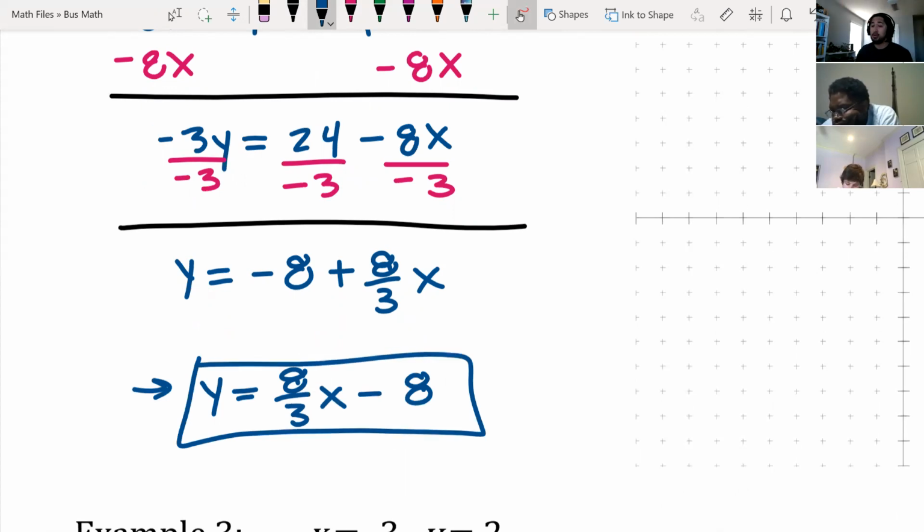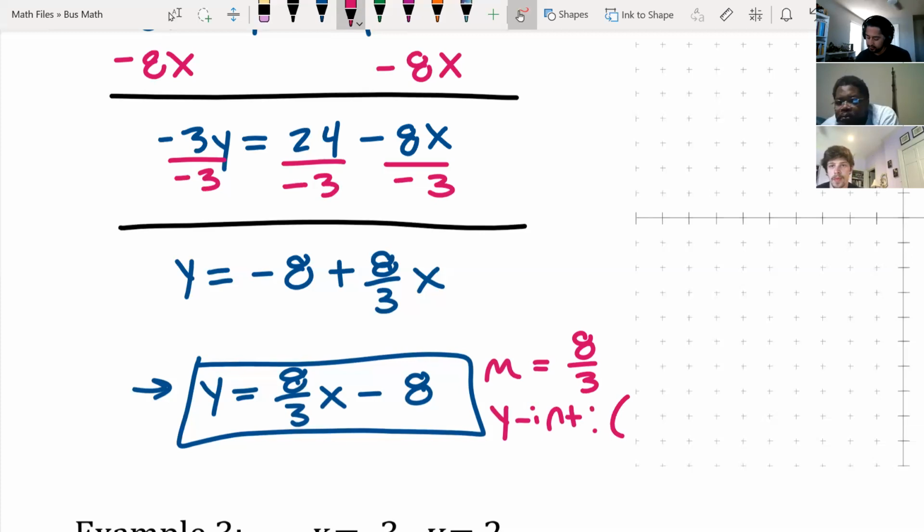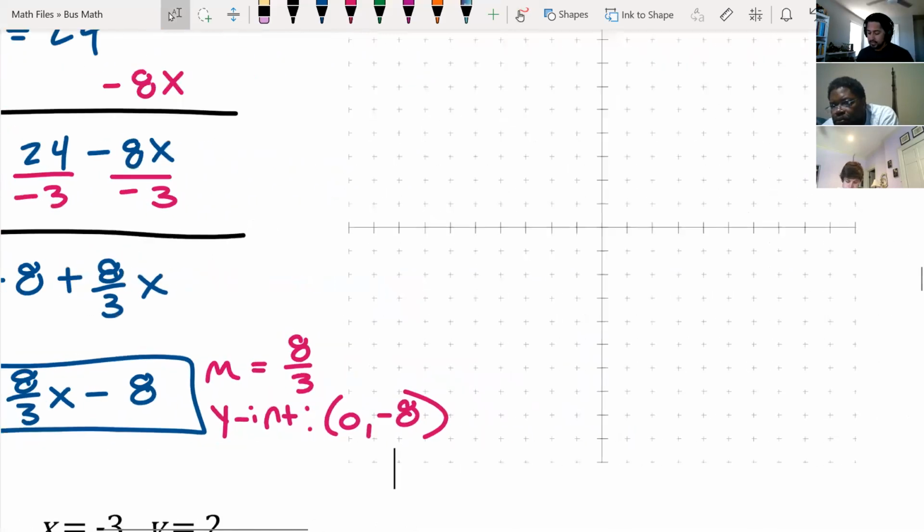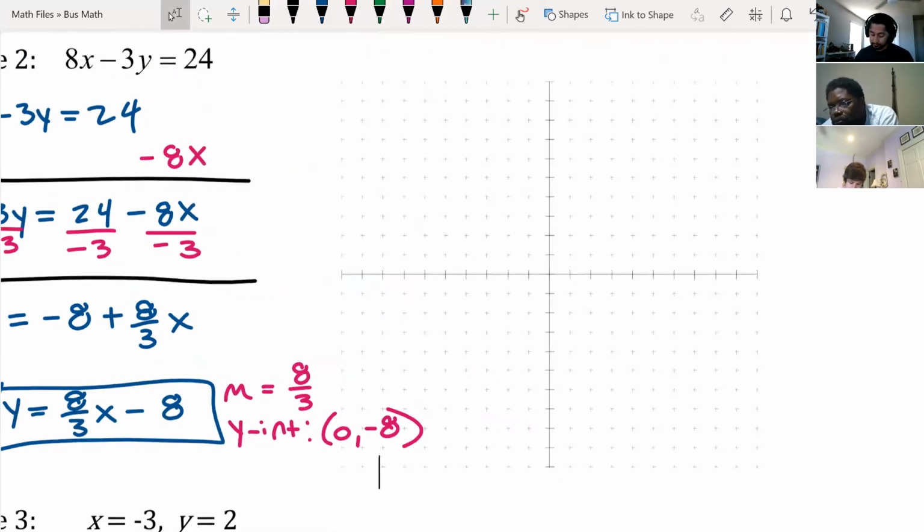And from this equation, what is my slope? 8/3. And what's my y-intercept? -8. Good. There we go. Slope is 8/3. Y-intercept is at 0, -8. So let's go ahead and plot it. So let's find -8 on the y-axis.